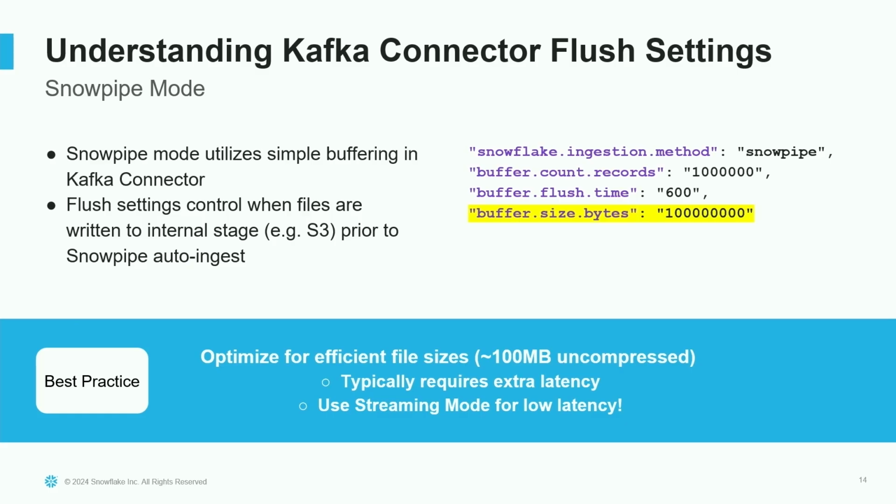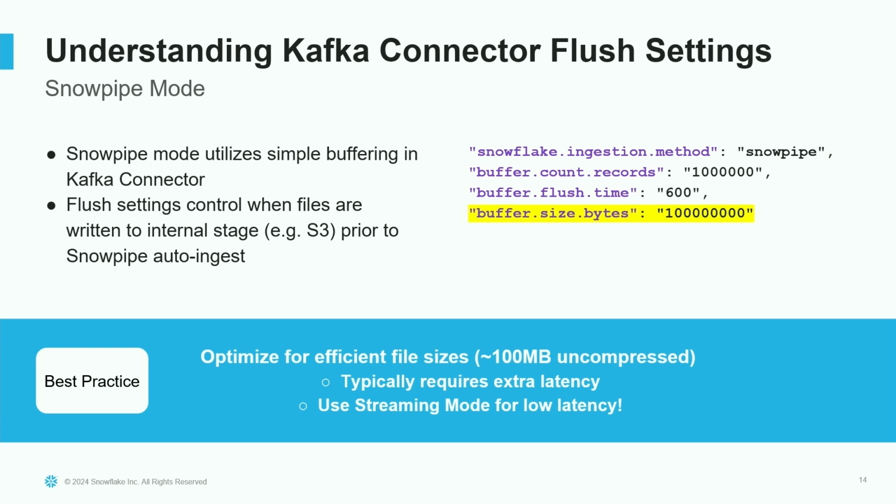All right, so first of all, I'm going to talk about configuration in Snowpipe mode, which, as Brad mentioned, is how the first versions of the Kafka connector worked. And in this case, there's really 3 settings to think about. They control the buffer in the Kafka connector itself. They control when it flushes.